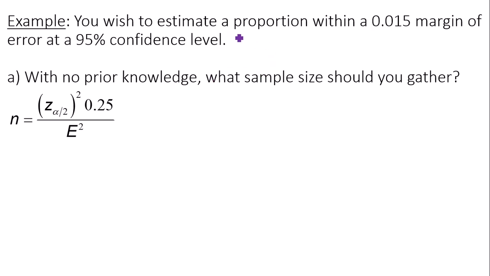So the key here is we're trying to predict a population proportion. Since we have no prior knowledge, meaning we didn't do a study and calculate a sample proportion, we have to use the following formula. Our sample size will be our critical value squared times 0.25 divided by margin of error squared. Since I'm dealing with a 95% confidence level, the critical value is 1.96. And the margin of error, as they give it to you in the question, is 0.015.